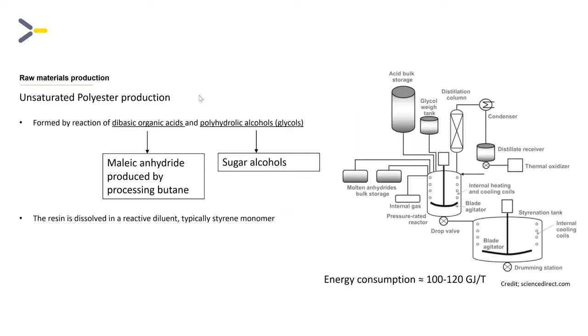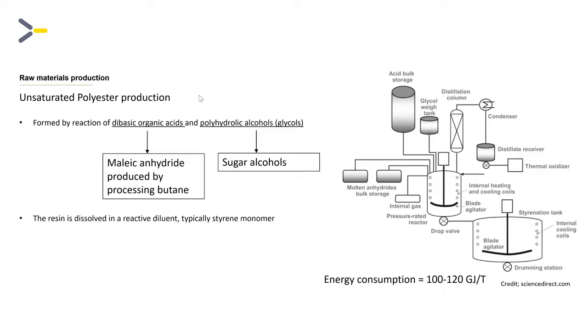Unsaturated polyester. This is more of a chemical process. The idea here is that you mix the ingredients in huge tanks, and the polyester is formed by a reaction of dibasic organic acids, maleic anhydride, which is normally produced by processing butane, and butane is a liquid petroleum, or is based on petroleum, on raw crude oil. And this organic acid is mixed in huge barrels, controlling the temperature, with the glycols, which are sugar alcohols, and afterwards it's dissolved in a typical styrene monomer to form unsaturated polyester.